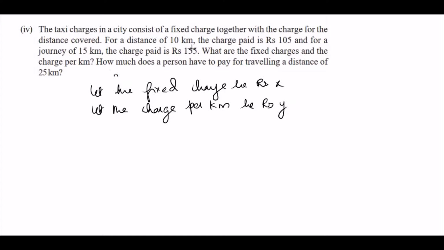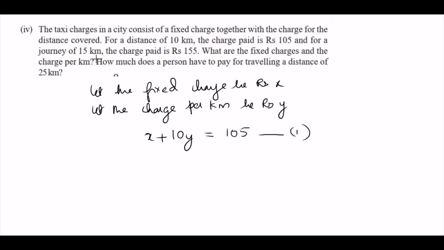Now for a distance of 10 km, the charge paid is rupees 105. That is, when you travel a distance of 10 km, you have to pay rupees 105. So for 1 km the charge is rupees Y, so for 10 km the charge will be 10Y, and you have to pay rupees 105. That is, if you cover a distance of 10 km, you have to pay the fixed charge plus per kilometer, which is 10Y. So this is the first equation.